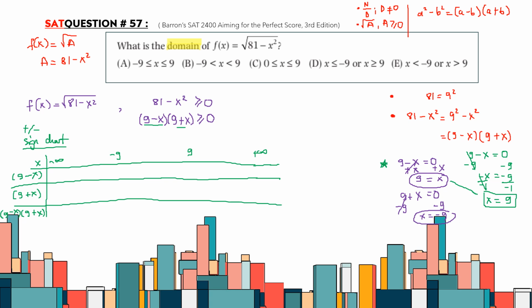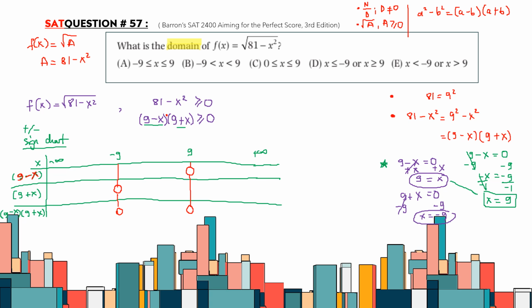The critical values are the ones that make the left-hand side equal 0. So negative 9 makes the 9 plus x factor equal 0. When one factor is 0 and it is multiplied by another factor, the whole thing is 0. Similarly, when you plug 9 in here, 9 minus 9 equals 0. This one we don't care about, but in the end that makes the product equal 0.